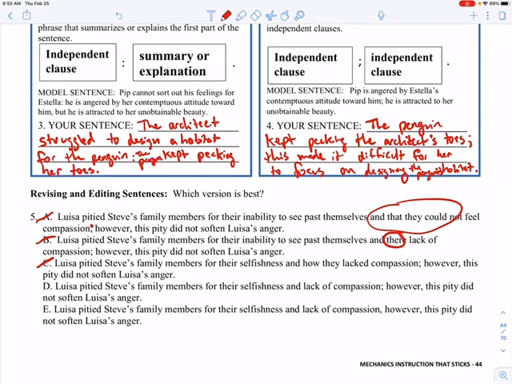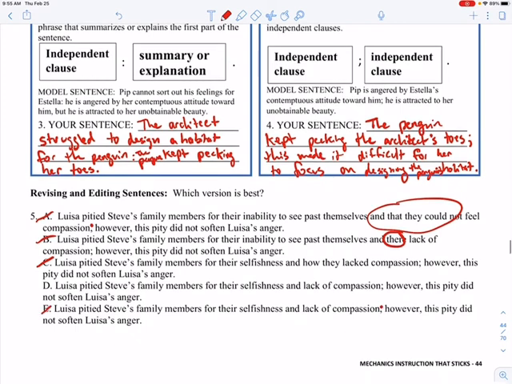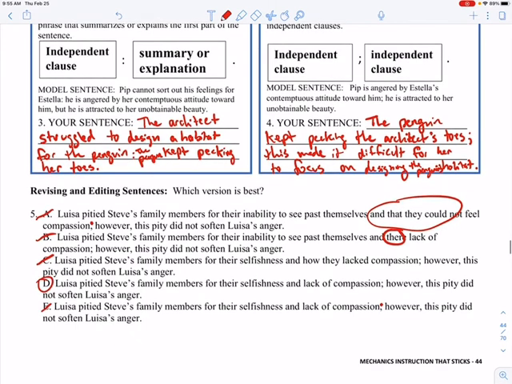Okay, back to D and E in the last one. Which one is right? Let's see. D looks okay. Oh, E is missing a semicolon before however. So D is the best answer. It eliminates some wordiness and it correctly uses a semicolon.